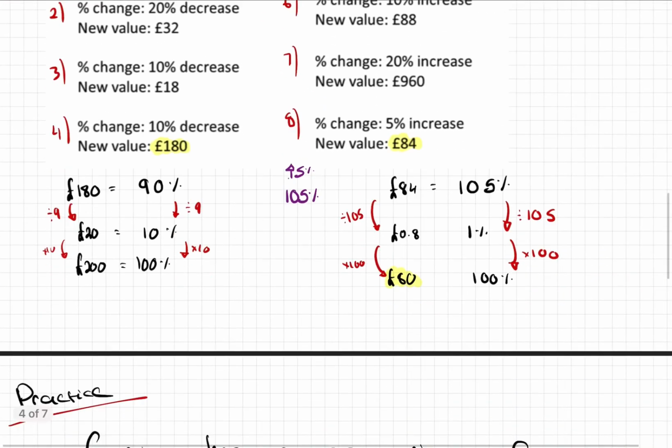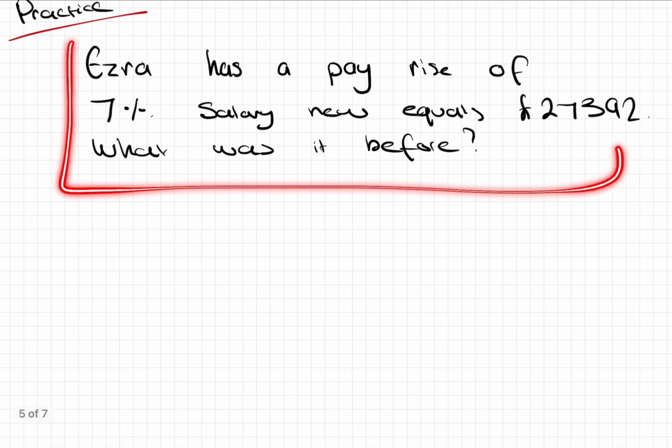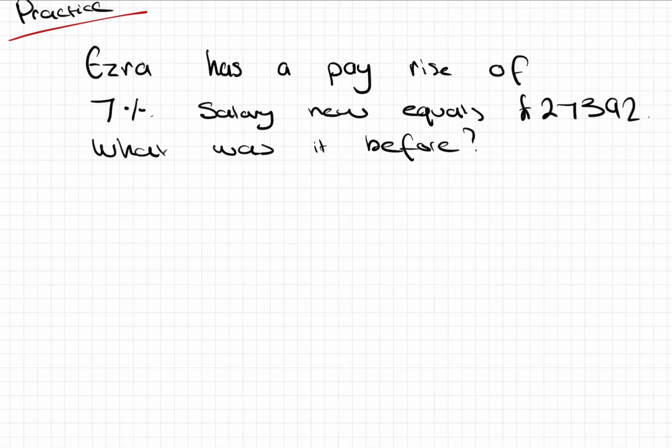Okay, let's move on. Another practice question, I'm going to have to go with this worded problem here. So Ezra has a pay rise of 7%. So it's a pay rise. So what does that mean? And then his salary now equals £27,392. What was it before the pay rise?